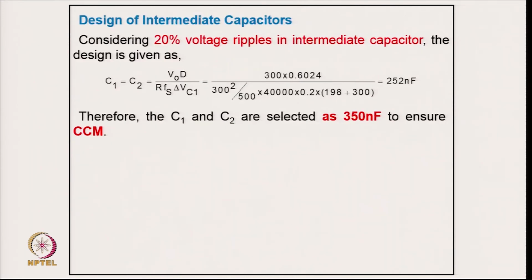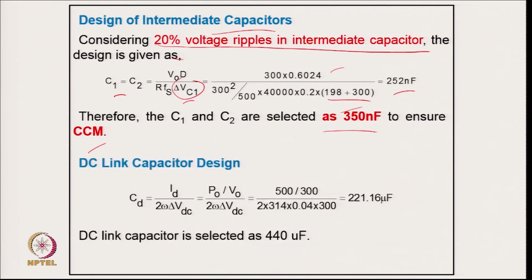Now, coming to the design of the intermediate capacitors for both the converters, the positive half cycle and the negative half cycle. We are considering 20% voltage ripple, and C1, C2 are calculated from this relation for a given voltage ripple across it. The voltage across this capacitor is the sum of the input and output voltage, on which the ripple is present. Putting in all the values, we get 252 nanofarad. To make sure the capacitors always have continuous voltage across them, we select a little higher than that value, and we select 350 nanofarad to ensure continuous conduction mode of the voltage across these capacitors.